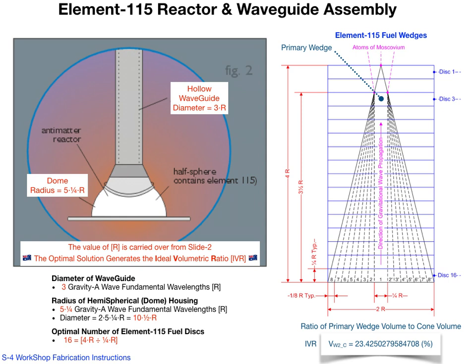diameter is 10½ r. The fact that its diameter is dimensioned to half a wavelength means that the phase of the gravity A wave inside the element 115 reactor is 180 degrees out of phase with the gravity A wave propagating up the waveguide. Consequently, the direction of the gravitational effect associated with the element 115 reactor is opposite to the direction of the gravitational effect associated with the waveguide.